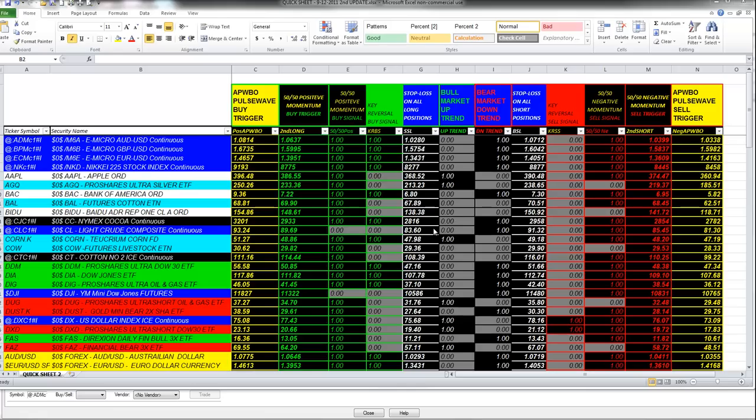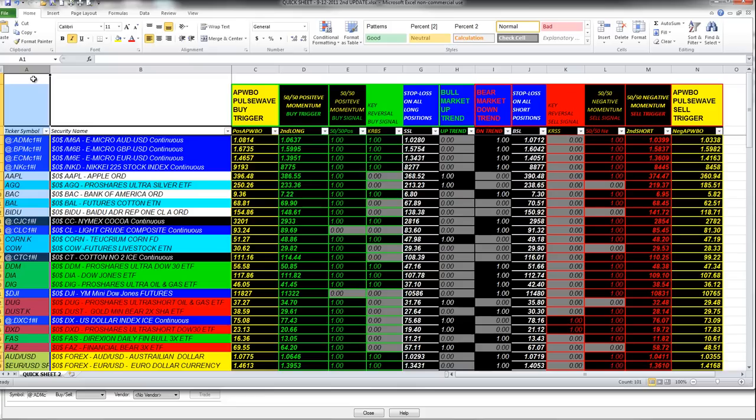All right, first things first, let's get into an introduction to the sheet itself. The first column, column A, is your ticker symbol. That's the ticker symbol assigned to the particular security. It may differ as far as the futures; it may differ from the ticker symbol in your broker's platform. So just keep that in mind.